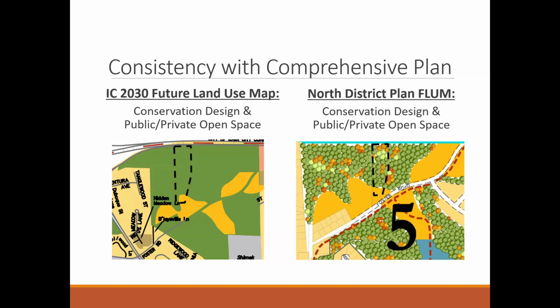The future land use map of the IC 2030 plan and the map of the North District plan show the subject property as appropriate for conservation design and public and private open space. As you can see on these images, that black dashed line is the subject property, and public and private open space are the green space on the IC 2030 future land use map. On the North District plan map, that's the trees, and the conservation design is that yellow portion.